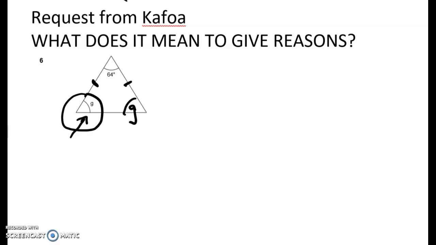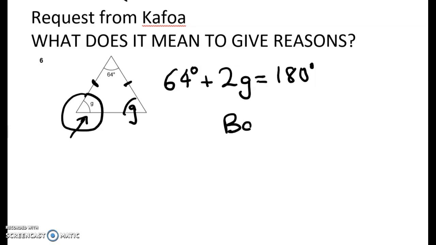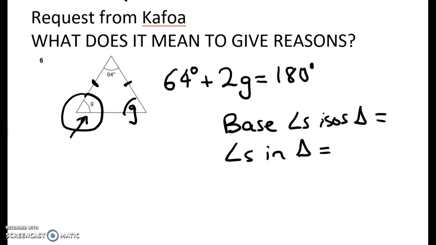So we can write down that 64 degrees plus 2G is equal to 180 degrees. So we're using two reasons here. The first reason is that the base angles in an isosceles triangle are equal. And the second reason is that angles in a triangle add up to 180 degrees.